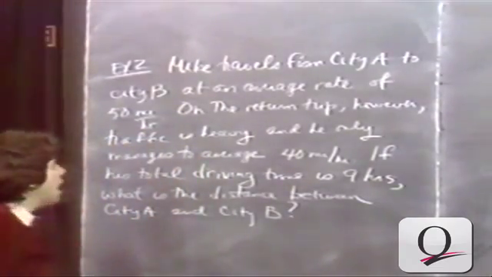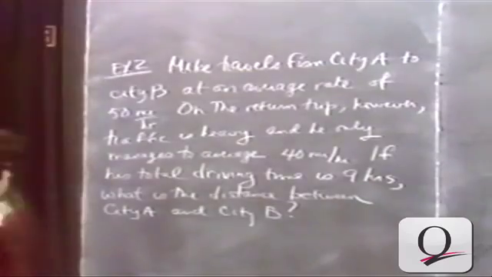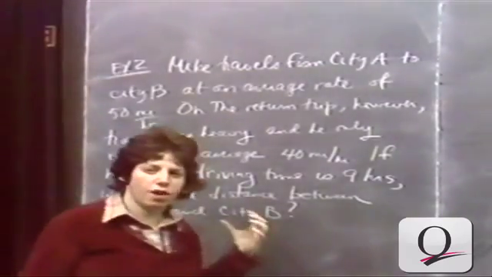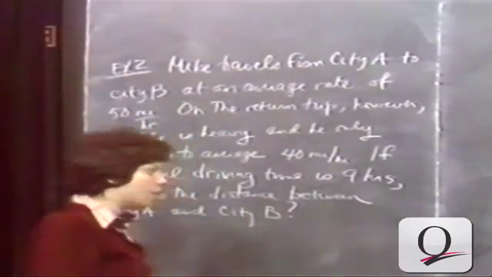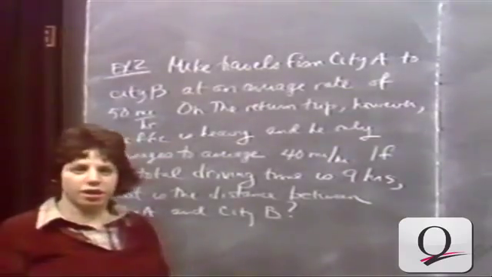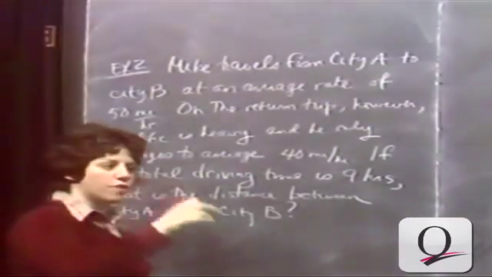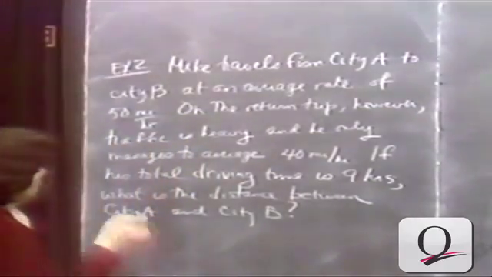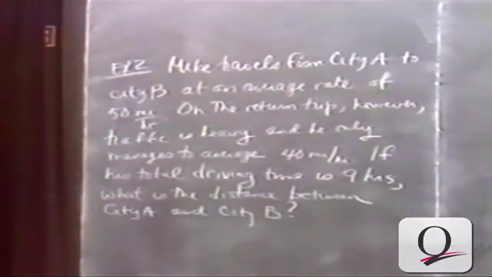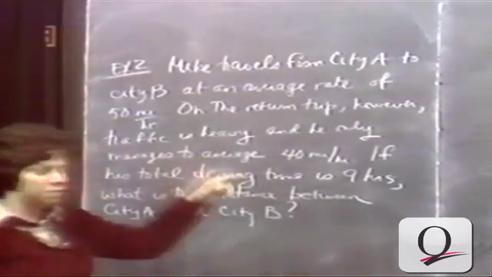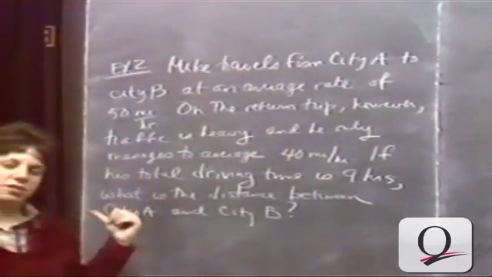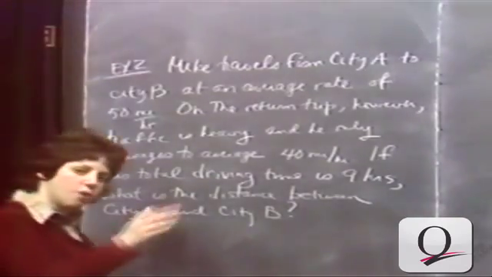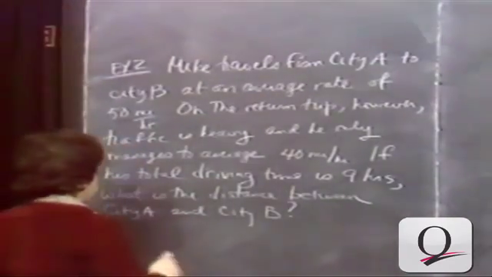Okay. And there is a common sense piece of information here, something that you have to provide to solve the problem. In the last problem with the overtaking, you knew that when she overtook Jack, they had traveled the same distance. Here, the common sense piece of information that you have to provide is that the distance from city A to city B is the same as the distance from city B to city A. In other words, the distance going is equal to the distance returning.